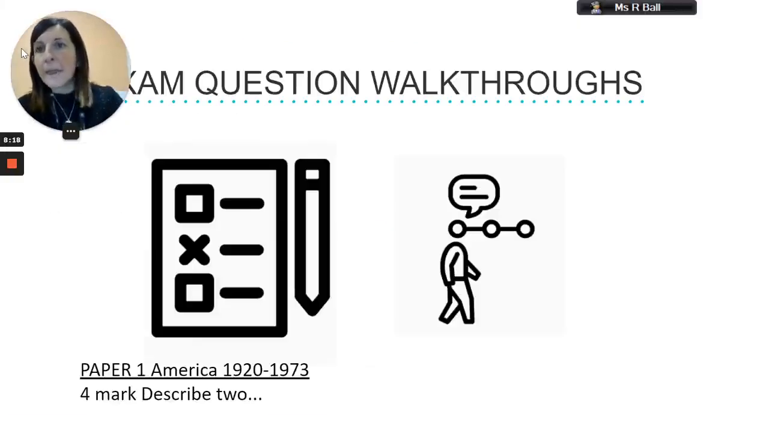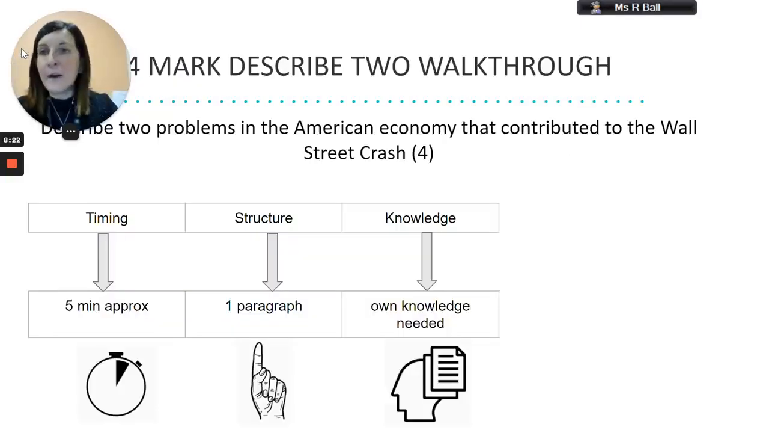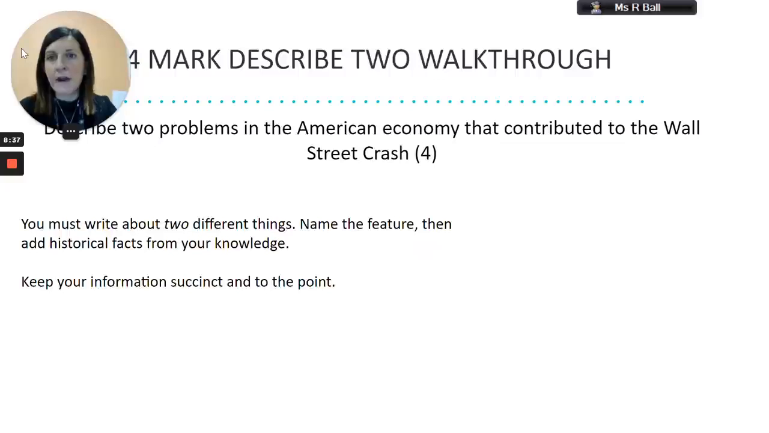Question 4 is a 4-mark describe question. So again, it's a 5-minute question, 1 paragraph, and of course, as you're describing, you will need to use your own knowledge. In this case, the example question is describe 2 problems in the American economy that contributed to the Wall Street crash. So you must write about 2 different problems.